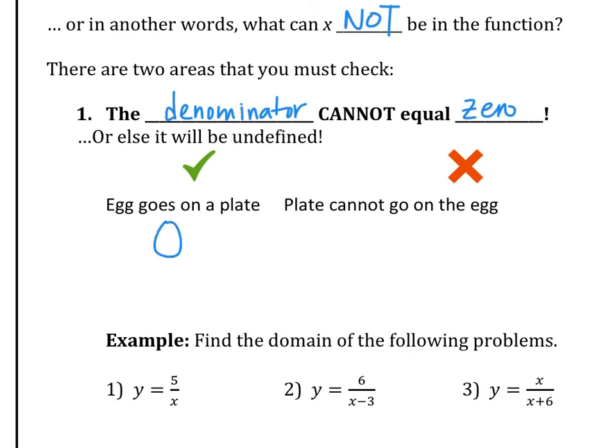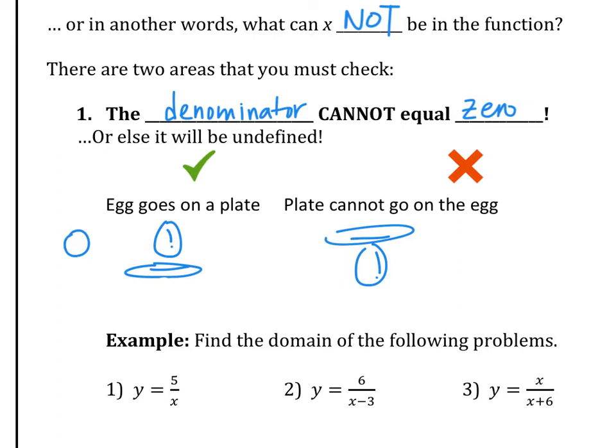The egg goes on the plate. Whoops. And the plate cannot go on the egg. So if you have a... wait, so plate is... the fraction bar. Wait, what's the thing about the plate? Okay, we don't need that. Let's just say it's like this.